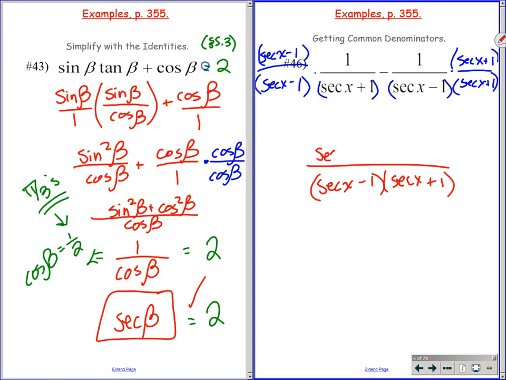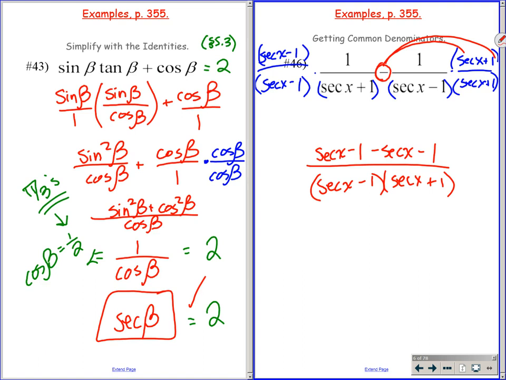Here's another reason that these parentheses are really important. Why am I writing negative secant of x minus 1? I gotta distribute my negative. These numerators aren't being multiplied. The bottoms are being multiplied. The top is this times 1 minus this times 1. There's a subtraction that needs to go to both.